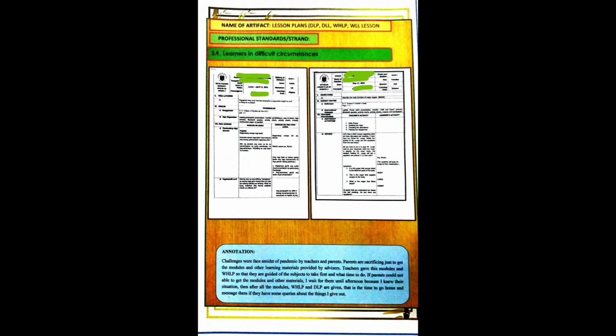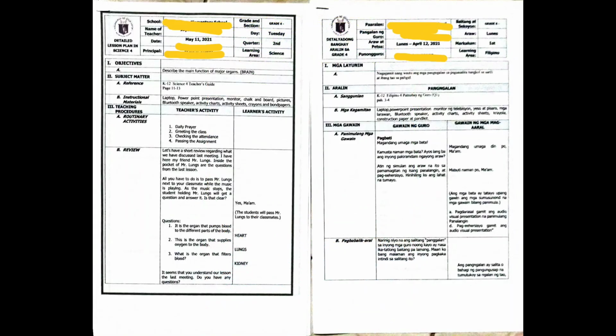Okay, next let's have the name of the artifact, which is the lesson plans: DLP, DLL, WHLP, WLL lesson. So it has 3.4, learners in difficult circumstances. So I presented two lesson plans for my pupils and I have the annotation. So here are my MOVs presented. There are two. I also include one performance task as my additional MOV.